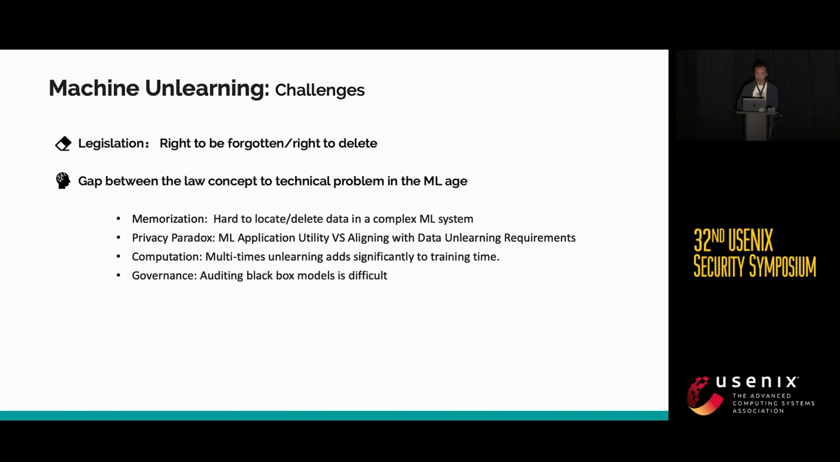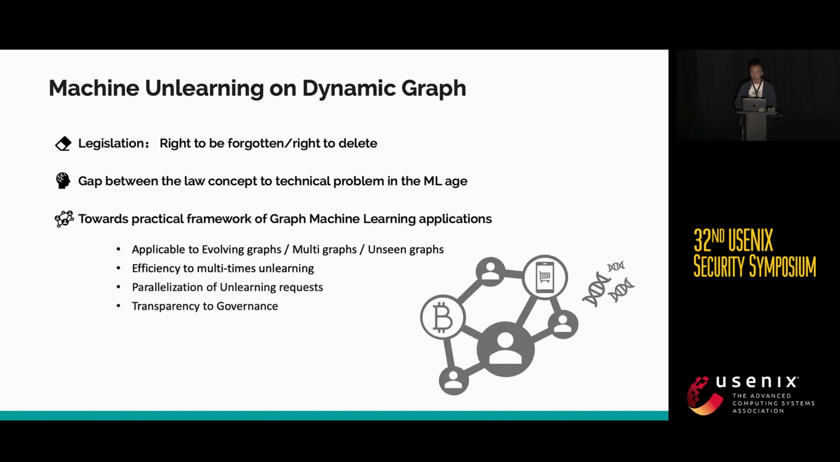The challenges in translating the concept into a practical option include locating a single sample's trace in a complex deep learning model, balancing the model's utility and unlearning alignment, and reducing the computation costs. Real-world graph applications like social networks, transportation systems, and transaction graphs introduce more complexity. In the graph setting, the node dependencies make it difficult to remove one node's contribution without impacting other nodes' contributions in such a message passing model.